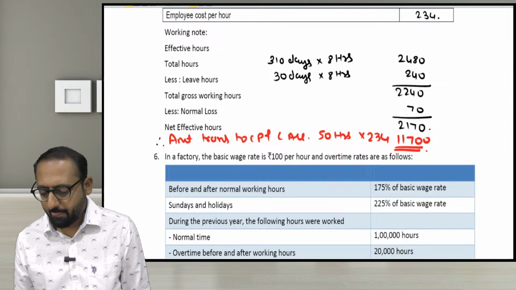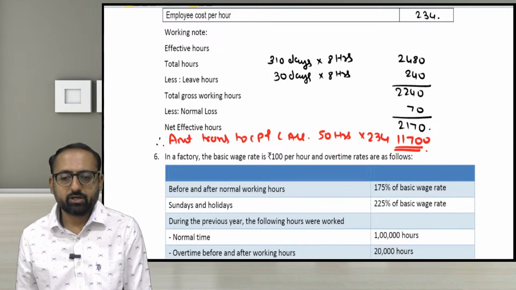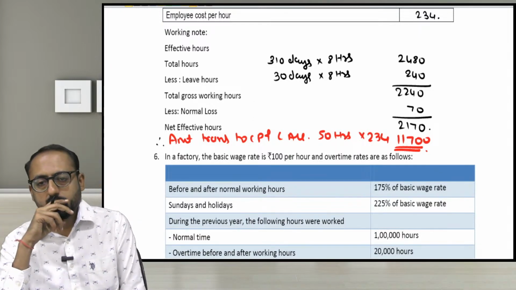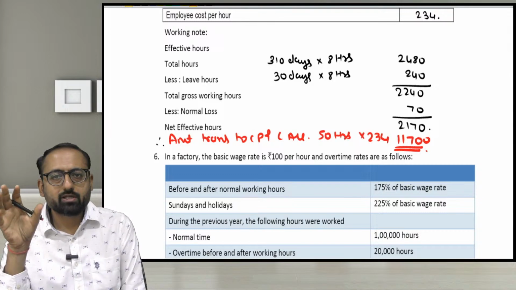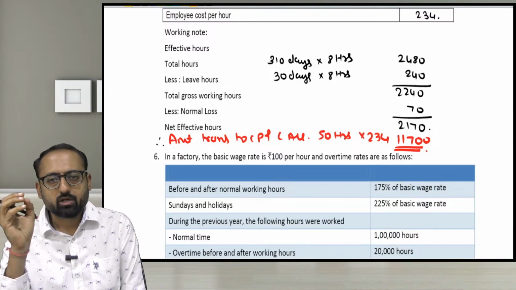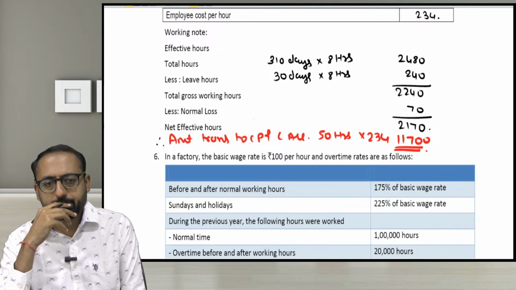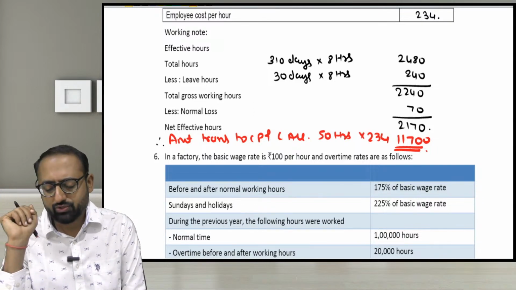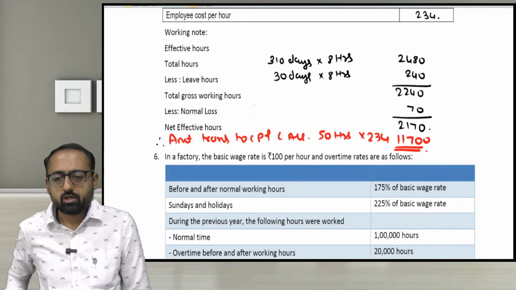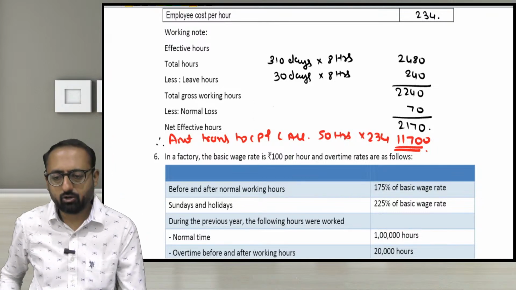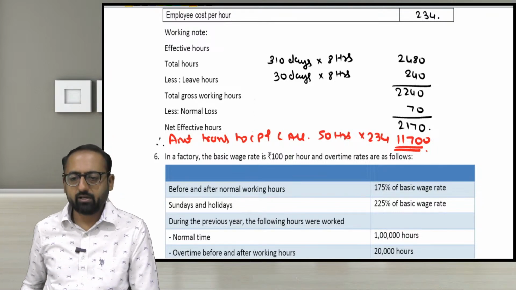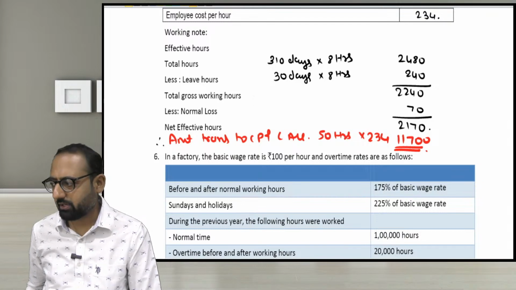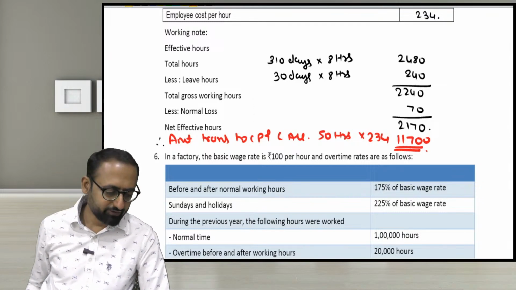So first of all, you'll have to calculate the effective hours. Then you calculate the total earnings divided by effective hours, which will be your wage rate per hour. Abnormal idle time treatment will be given later. It will be transferred to costing profit and loss account. So this is the treatment of labor idle time, normal and abnormal. Both treatments I have given to you.